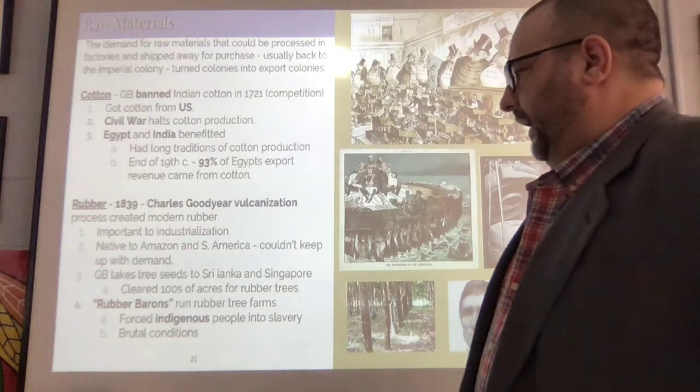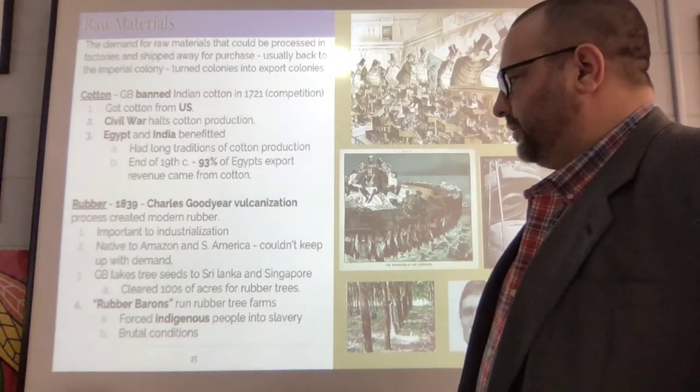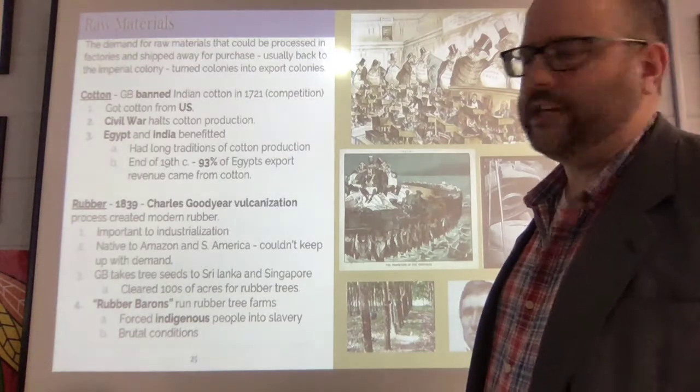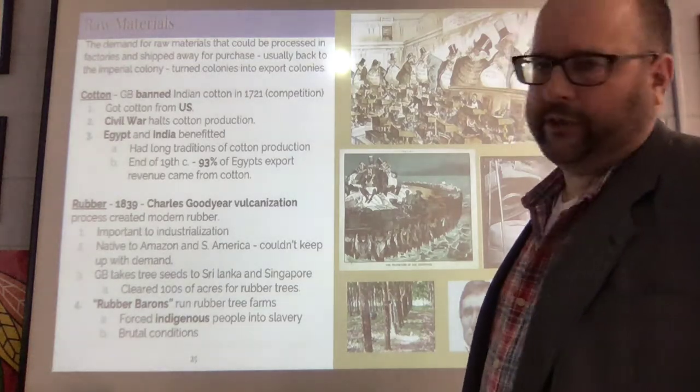Rubber. In 1839, a guy named Charles Goodyear created the process of vulcanization. And that is where you get the modern rubber.